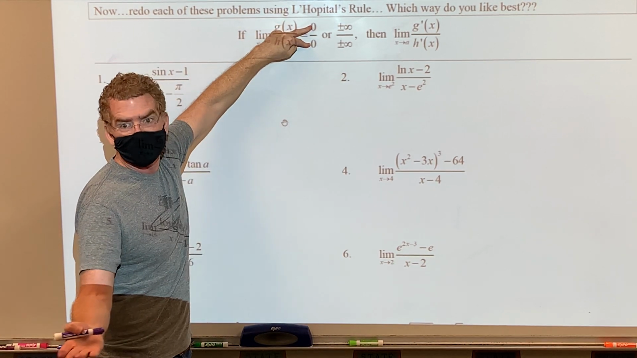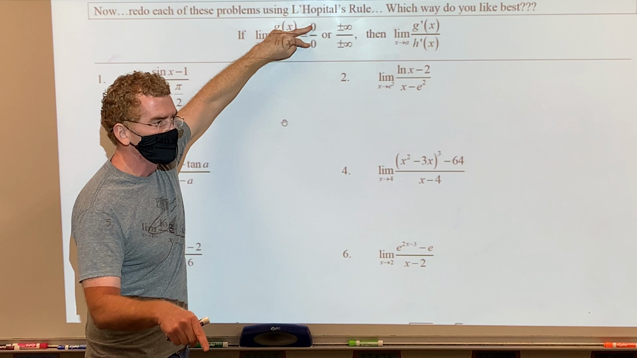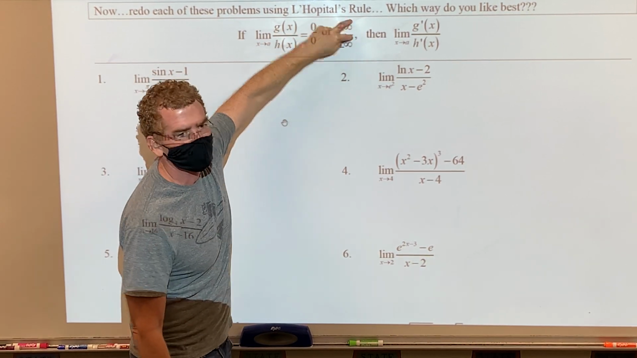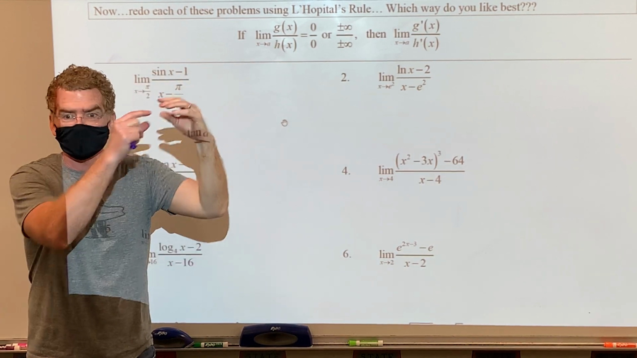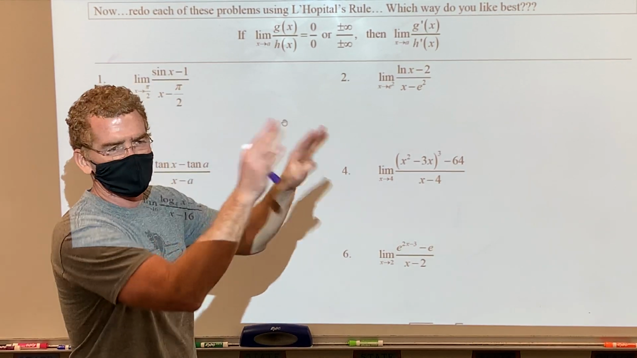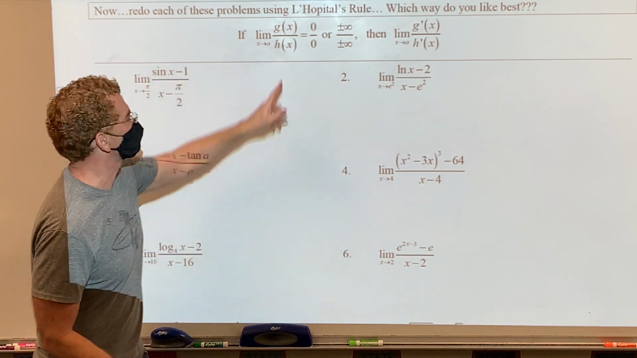Now, we've talked a lot about 0 over 0, right? We know there's a hole. And if there's a hole, there's a limit. But other indeterminate forms are like infinity over infinity, or infinity to the infinity, or 0 to the 0. We don't have to know those. We'll use those for BC calculus. We have to know these two.